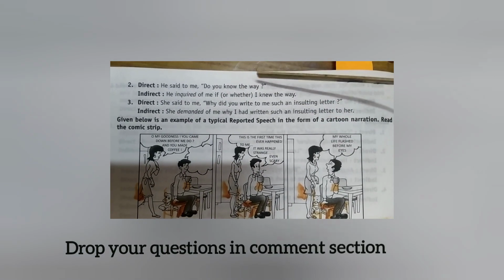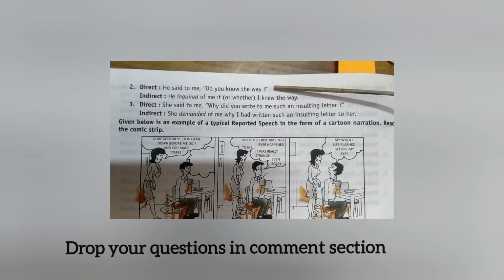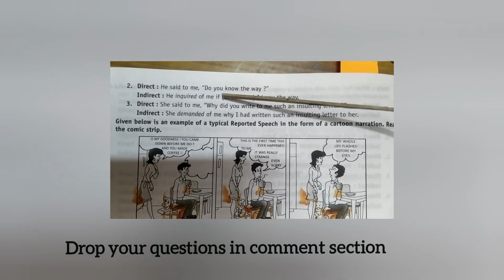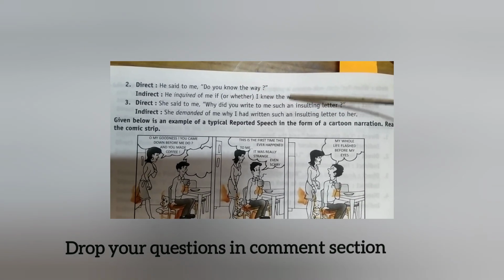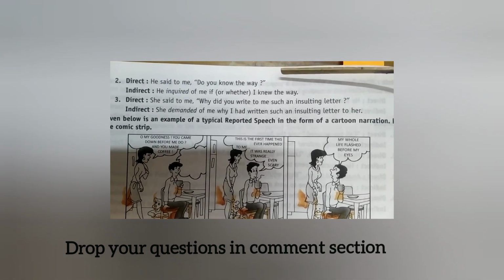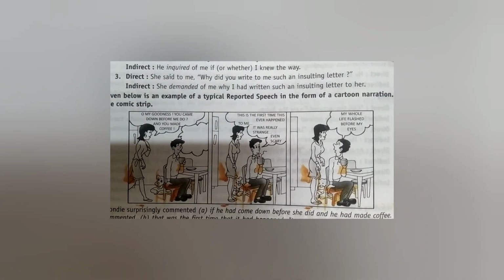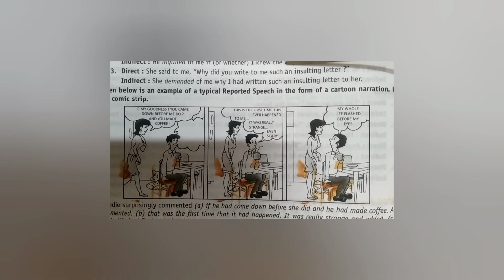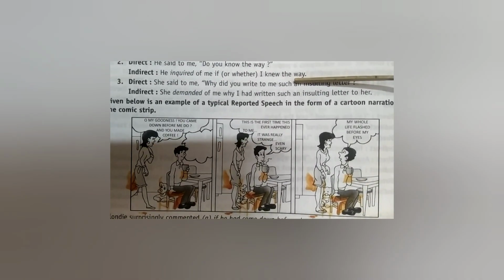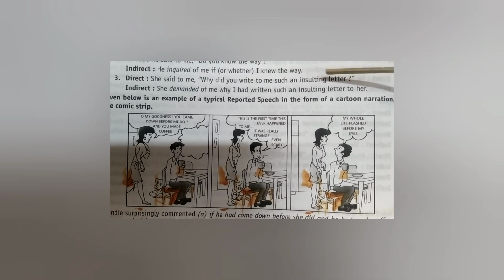Next, he said to me, do you know the way? It is also a yes no question. So the answer is he inquired of me if or whether I knew the way. Okay, the change in tense will be as it is, as we have done for positive sentences. Here we just have to remember that a question is turned into a statement when we convert it from direct to indirect.